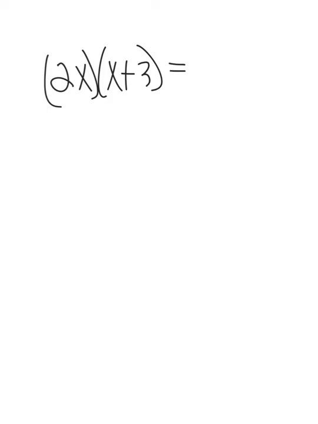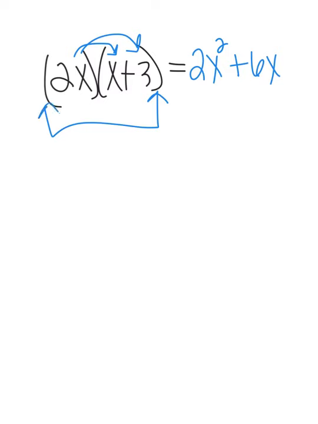So if I'm going to multiply this monomial times a binomial, we should know by now that we would just distribute this out. So I would multiply 2x times x to give me 2x squared, and then 2x times 3 would give me 6x. Okay, so basically this monomial and binomial are the factors, and when I multiply them together I get this entire product.